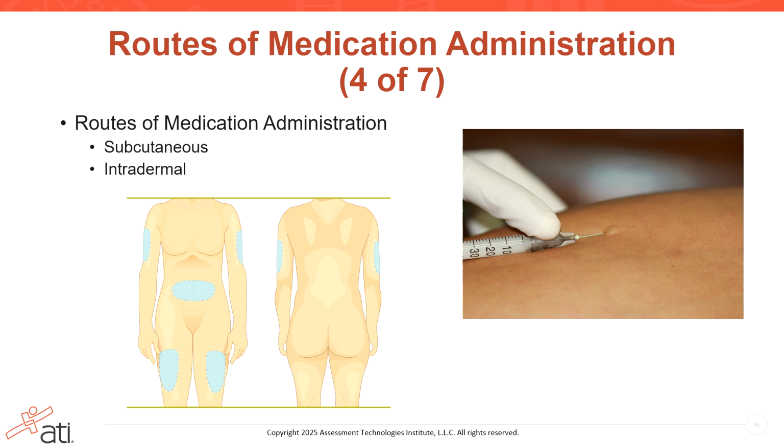Intradermal, this is things like your TB test. So this is where we give it superficially into the dermis. Absorption is very, very slow with this. And again, the most common place that we're going to see these administered is going to be in the inner forearm.